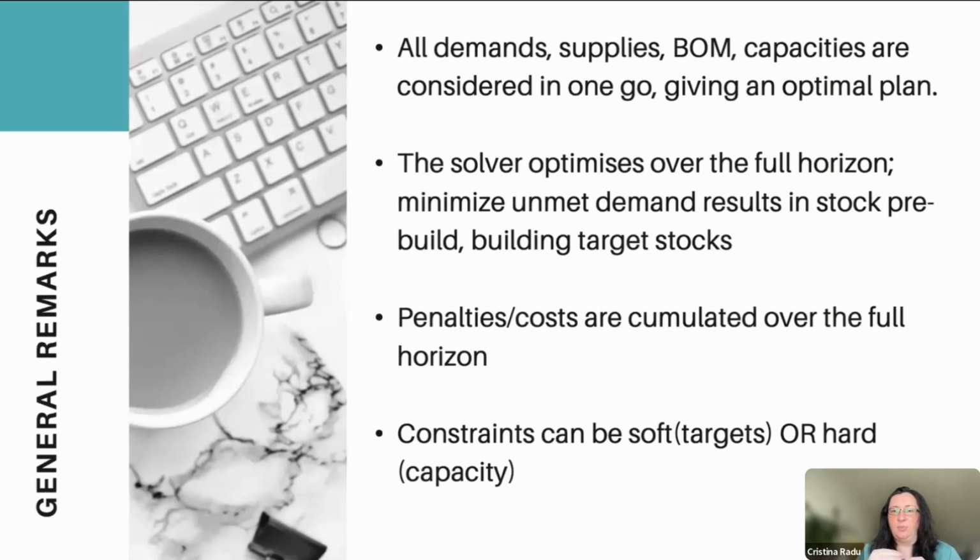So for example, when you put this penalty about the unmet demand, then the solver sometimes pre-builds because it doesn't want to pay the penalty for the unmet demand later in the horizon. So it produces earlier. So yes, penalty costs are accumulated over the full horizon, and as we've seen today and in the previous lesson, constraints can be soft, like targets, or hard, like capacity, but also targets can be hard and capacity can be soft. And depending on the type of the solver, you can have one or the other.